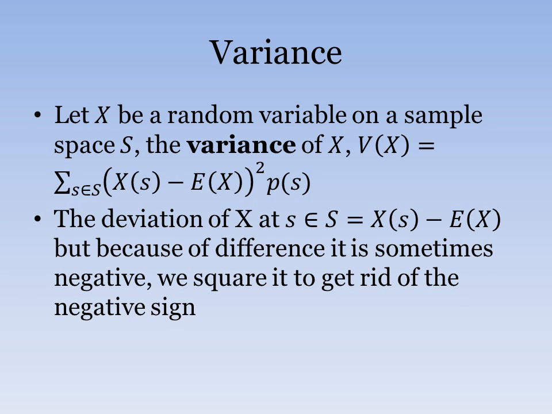So variance. If we let X be a random variable on some sample space S, the variance of X is the sum of the value of X(s) minus its expected value, squared, times the probability. So this is related to the deviation of X(s), little s in the big sample space S, which is X(s) minus the expected value. But because of the difference, it is sometimes negative, so we square it to get rid of the negative sign.